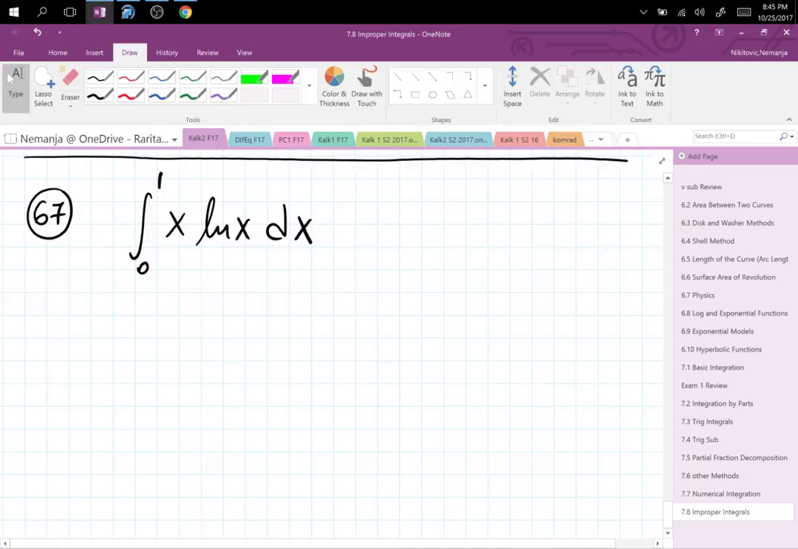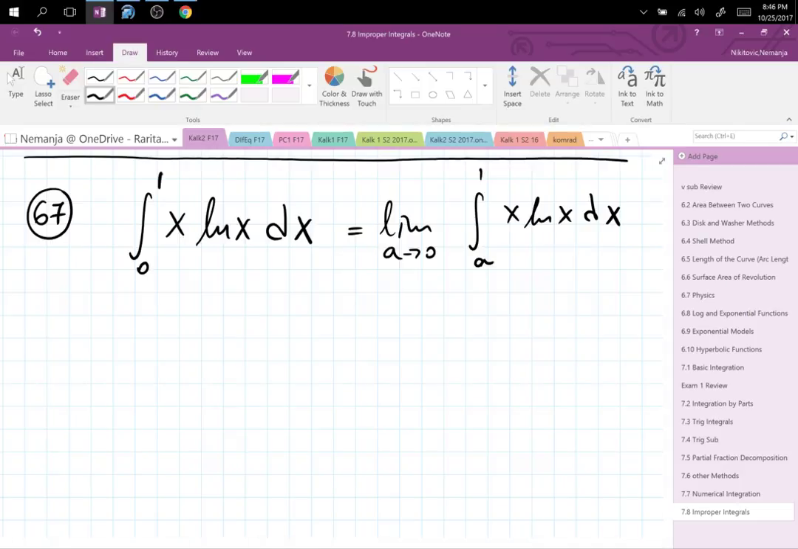So are there any issues with limits or no? Yes? Where is the issue? At 0. Very good. ln has a vertical asymptote at 0. Therefore, we have the limit a goes to 0, integral a to 1 of x ln x dx. Great. We're able to set this up. Now what?